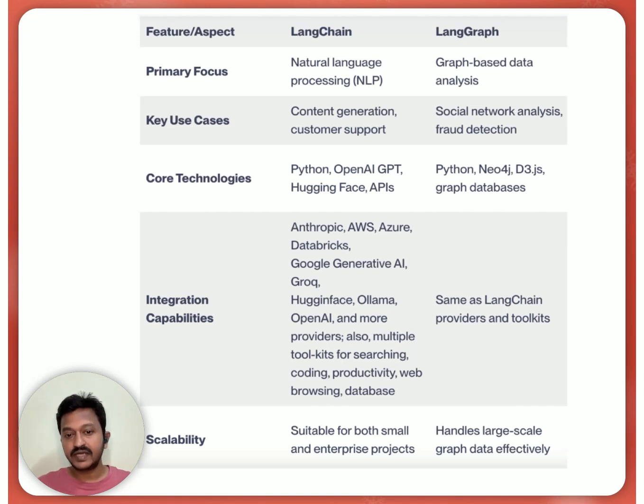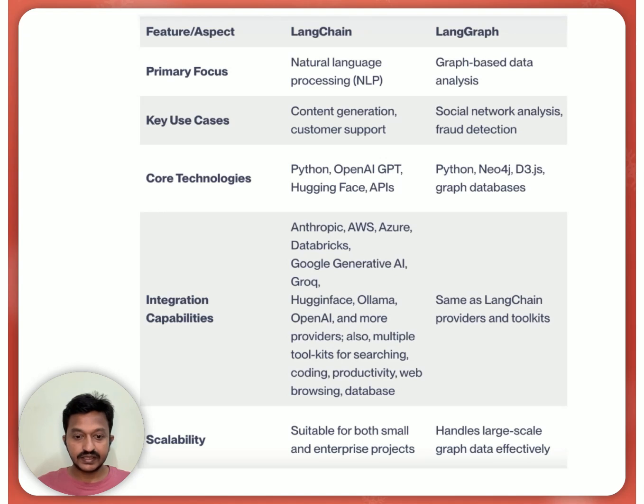So the key use cases when it comes to LangChain are content generation, customer support, and all that. Whereas LangGraph, since it's more of a graph-based data analysis, will be good for social network analysis, fraud detection, and much more. The core technologies used in LangChain are Python, OpenAI GPT, Hugging Face APIs, whereas in LangGraph there are different graph-based databases and Python and all that.